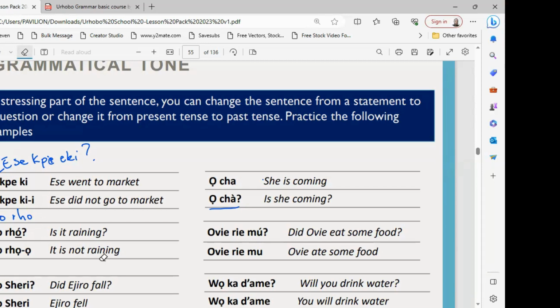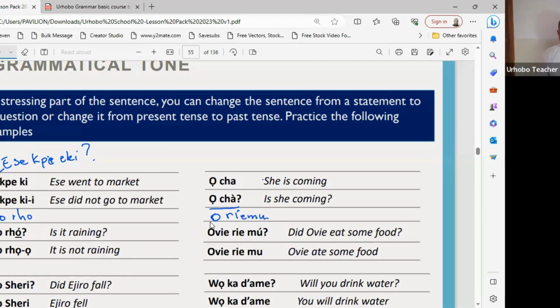Yes, he is eating. You can say he's eating. You know that he's eating is Oriemu. Now, can you change it to a question? Oriemu. Good. It turned into a question. Okay.